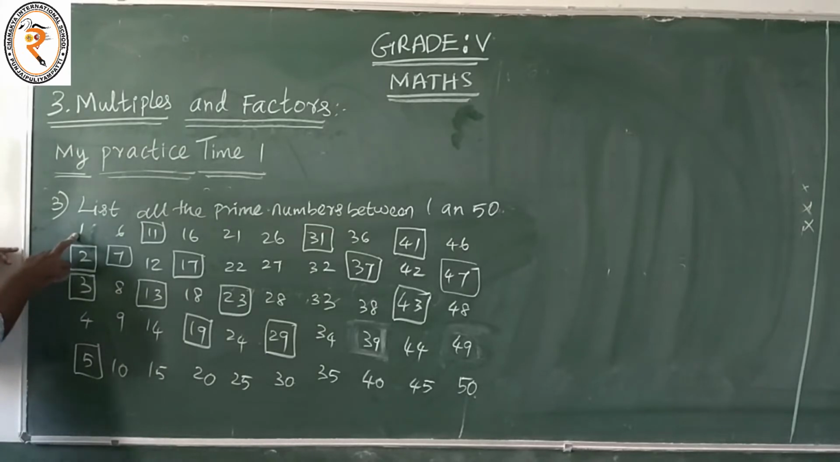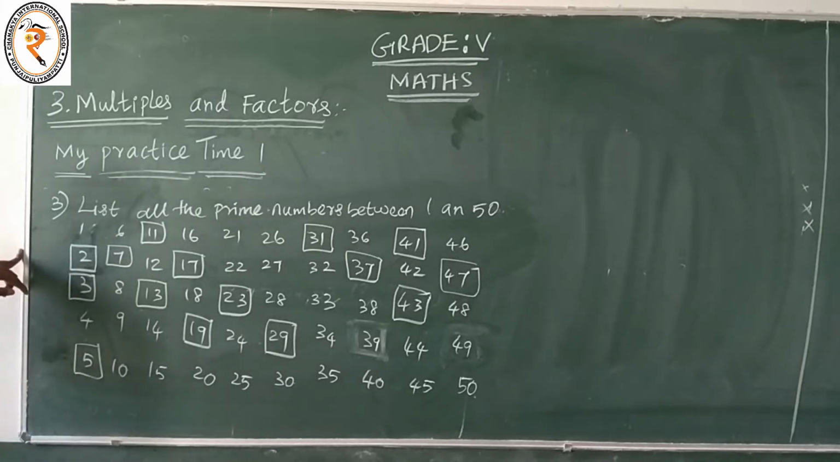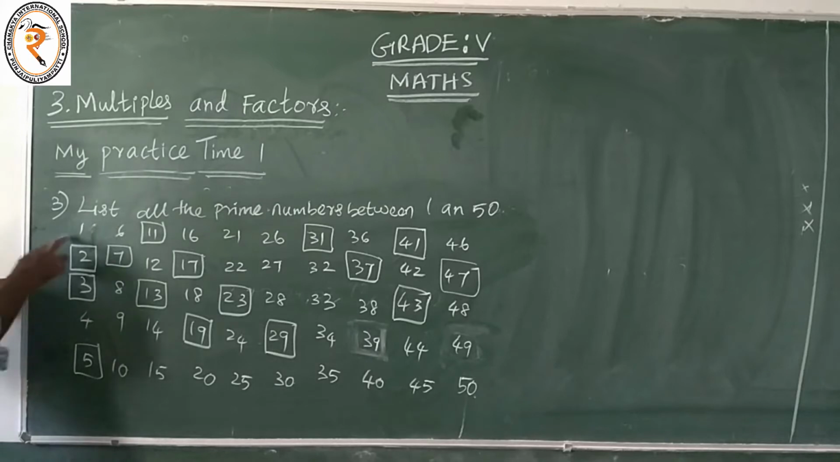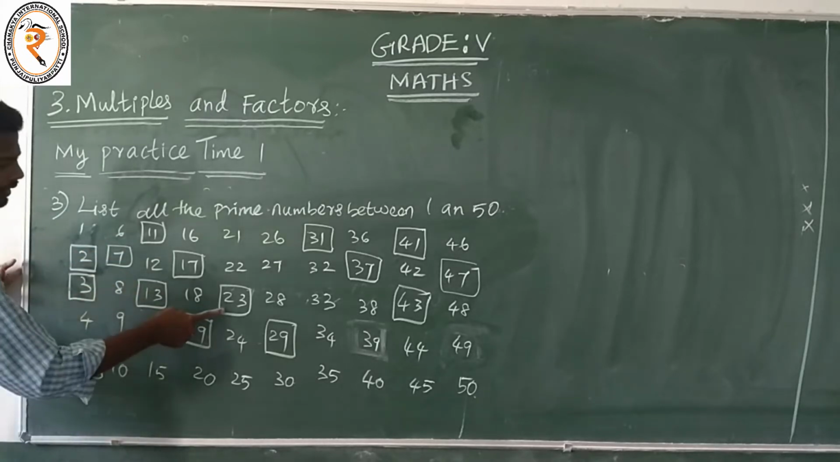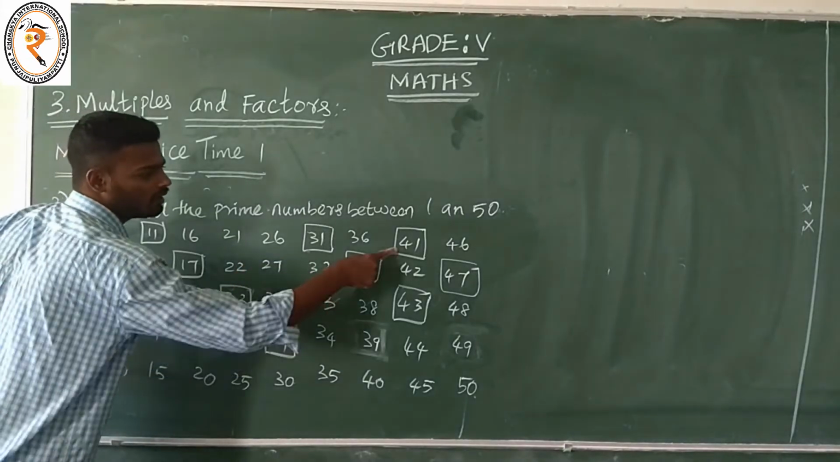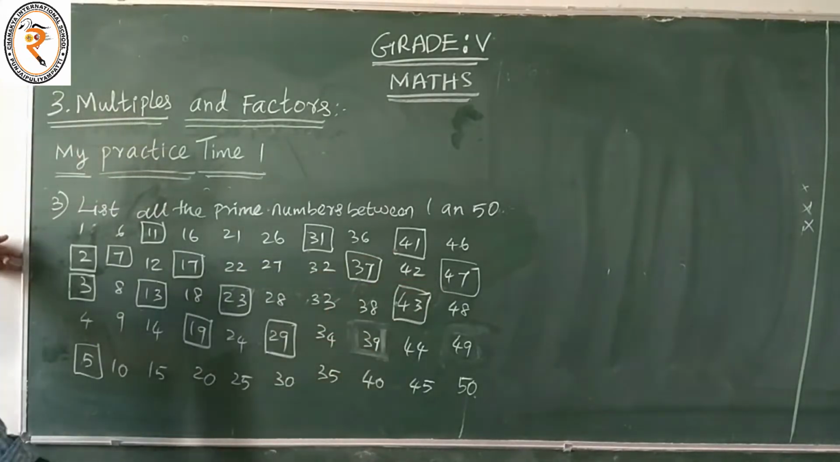1 is not a prime number, and 1 is not a composite number. Two is the only even prime number. In prime numbers, the only even number is 2. So 2 is an even prime number, and then 3, 5, 7, 11, 13, 17, 19, 23, 29, 31, 37, 41, 43, 47 are prime numbers.